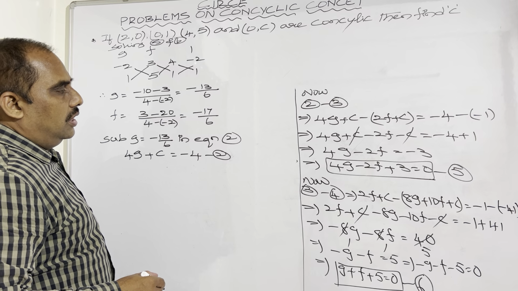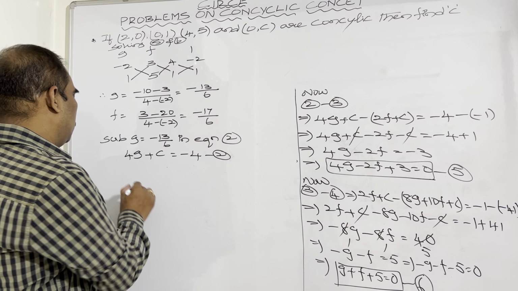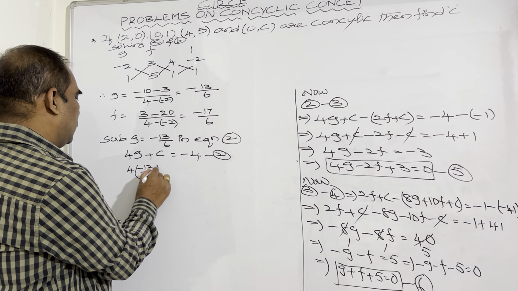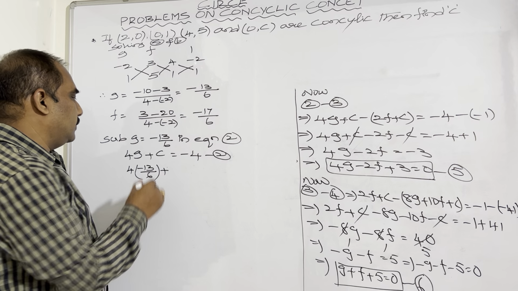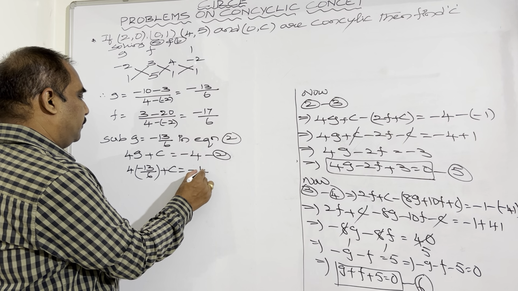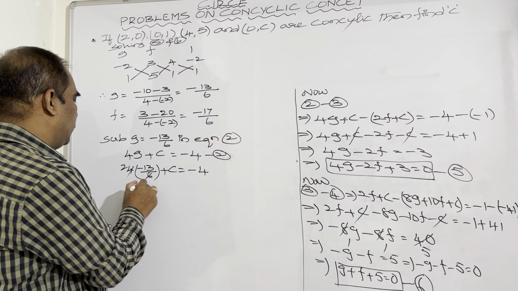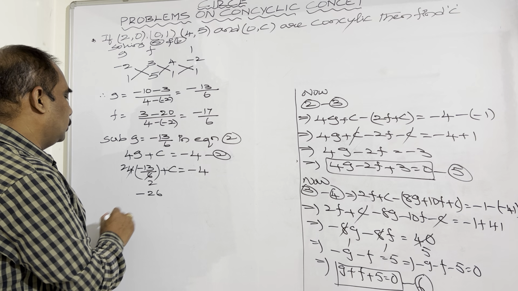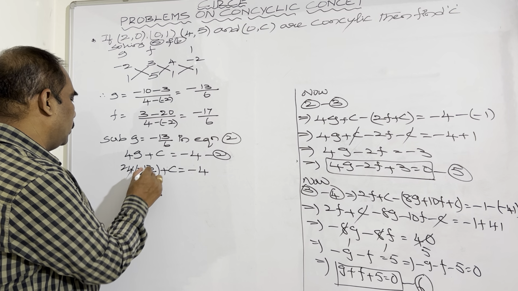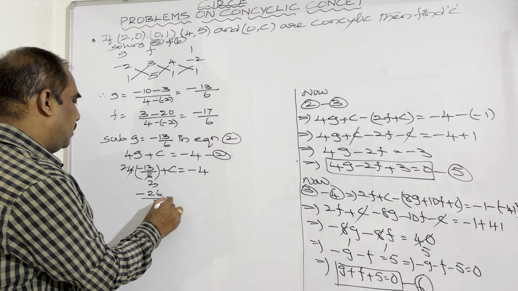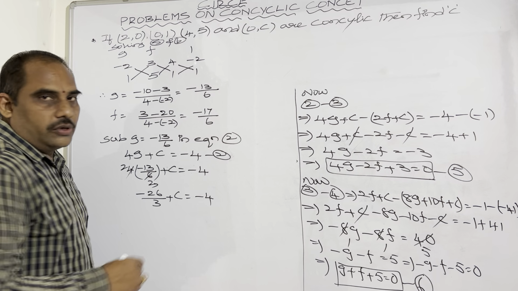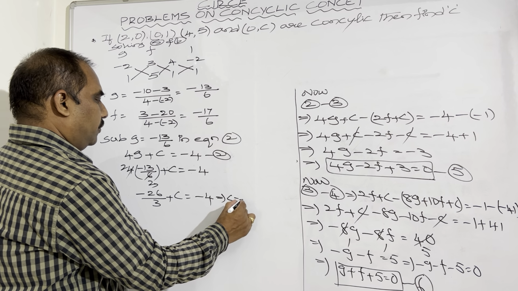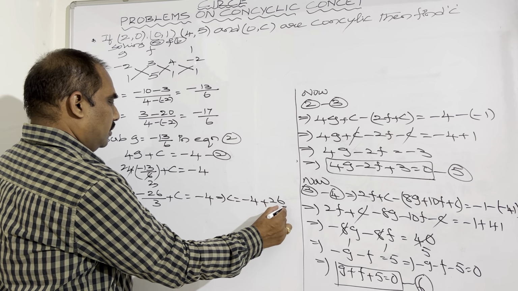So now finding the value of C. Substituting the G value, minus 13 by 6, replacing G by minus 13 by 6, so 4 times minus 13 by 6 plus C is equal to minus 4. Reducing, cancelling by 2, we get minus 26 by 3 plus C is equal to minus 4. Simply we can write C is equal to minus 4 plus 26 by 3.